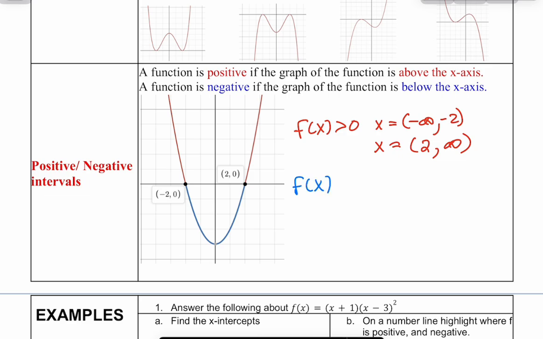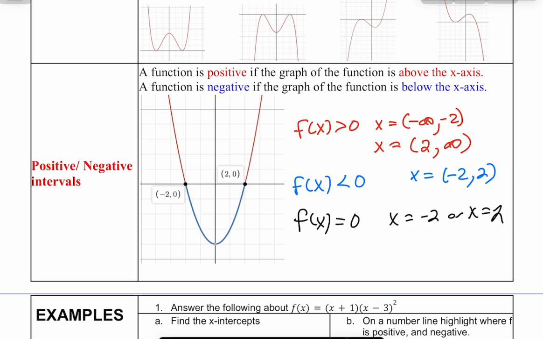Our function is less than 0 in that middle blue section. So when x is anywhere between negative 2 and positive 2, and f of x equals 0 when x equals negative 2 or x equals positive 2.